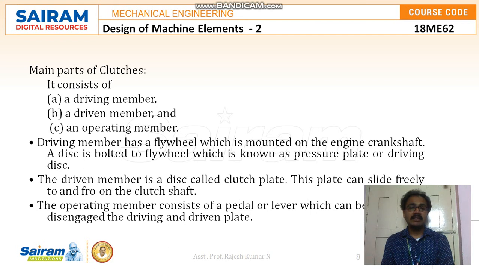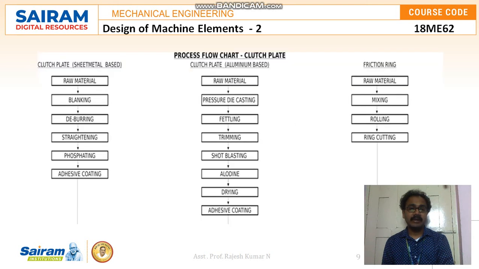The driving member has a flywheel mounted on the engine crankshaft, and a disc bolted to the flywheel, which is known as the pressure plate or driving disc. The driven member is a disc called the clutch plate, and this plate can slide freely to and fro on the clutch shaft. The operating member consists of a pedal or lever which can be pressed to disengage the driving and the driven plate.